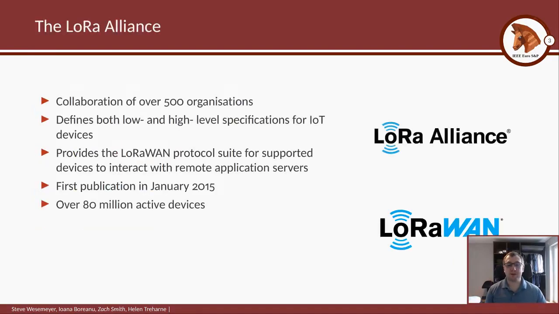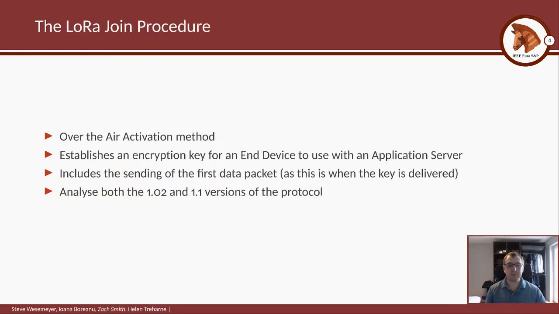The LoRaWAN specification, short for Low Range, Wide Area Networks, is used by over 80 million Internet of Things devices. It handles communication between an IoT device and a remote application server. The specification is maintained by the LoRa Alliance, a collaboration of over 500 organizations. The LoRa specification contains several protocols, which cover a range of different situations and use cases. Our research examines the over-the-air activation method, known as the Join Procedure.